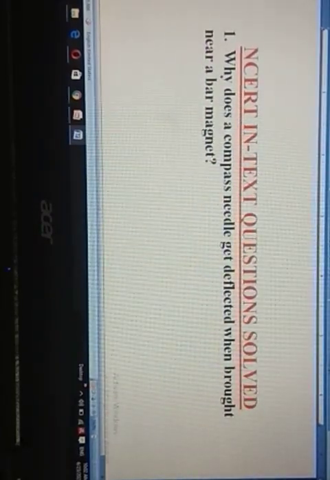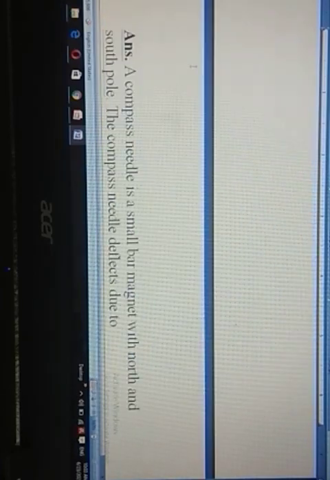Here the chapter is over, so I am going to discuss some of the NCERT textbook questions. Question number 1: why does the compass needle get deflected when brought near a bar magnet? It is very simple: a compass has a needle made of a magnet, and when it is brought near the bar magnet, it gets deflected because similar poles repel each other and unlike poles attract each other. Due to repulsion and attraction, there is a deflection in the compass needle.